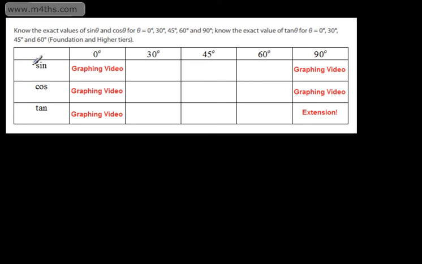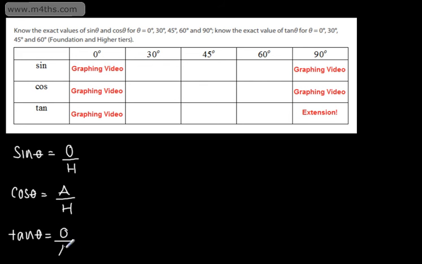Let's first define sine, cosine and tangent, or if you like, sin, cos and tan. So if we have the sine of the angle, and we will say that this is going to be theta, the sine of the angle is going to be the opposite over the hypotenuse. The cosine of the angle, or cos theta, is going to be the adjacent over the hypotenuse. The tangent of the angle, tan theta, is equal to the opposite over the adjacent.